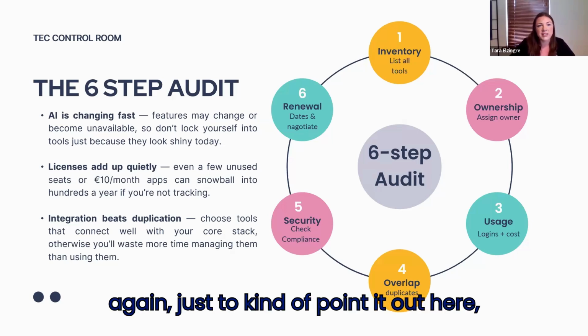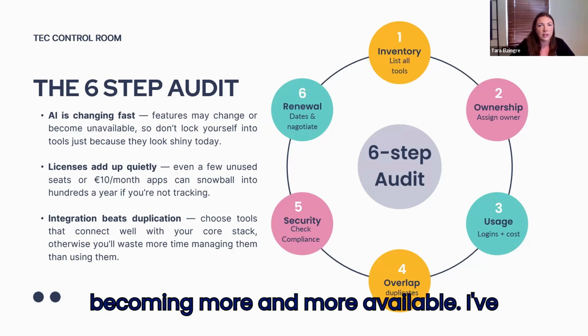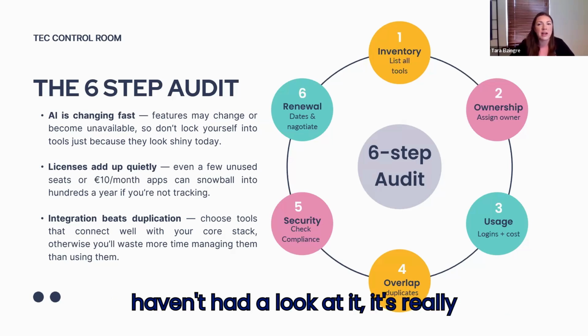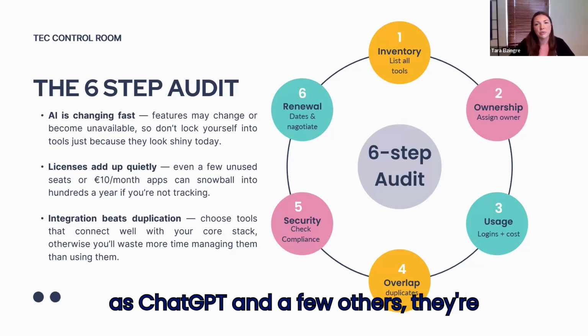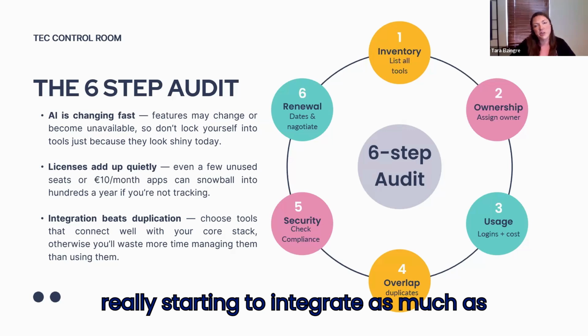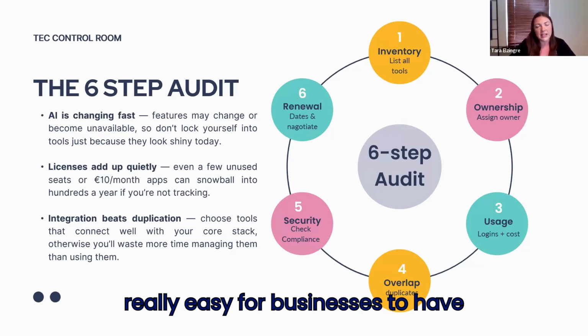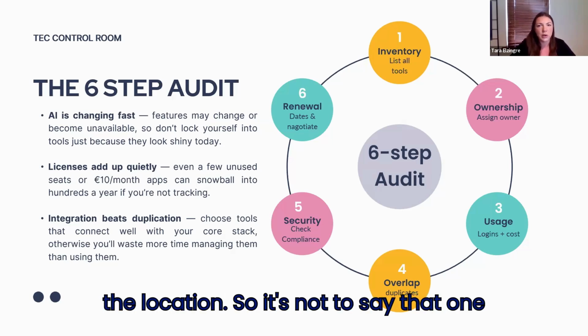So again, just to point it out here, AI is changing fast. Features are becoming more and more available. I've already mentioned ChatGPT having that agentic feature now, and if you haven't had a look at it, it's really worth checking out. Canva, as well as ChatGPT and a few others, are really starting to integrate as much as they can. And the likes of Google Workspace as well are making it really easy for businesses to have streamlined tools all in the one place.